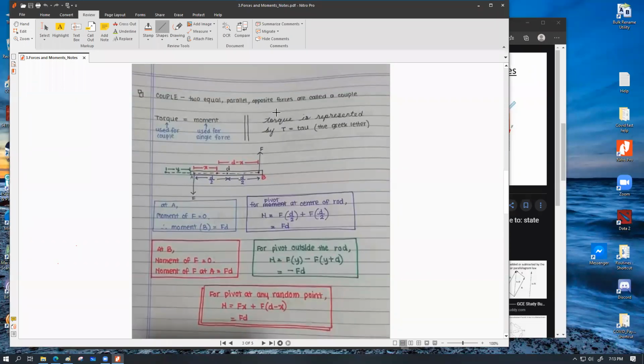There are 3 exclusive points in this definition. Equal, parallel, and opposite. Two equal, parallel, opposite forces are called a couple. Well, one point has been slightly missed out, which is that these two forces should not work in the same alignment. If two forces work in the same alignment, they will not produce any turning effect.